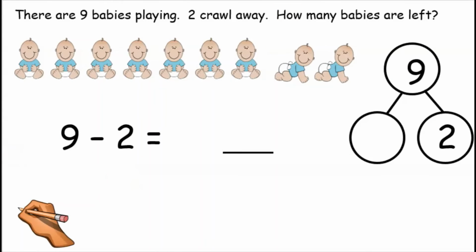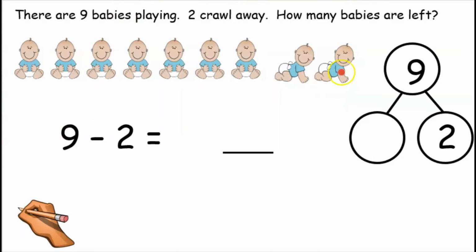Okay, back to some pictures. I'm going to tell you my story, and then you're going to complete the number sentence and the number bond. There are 9 babies playing. 2 crawl away. How many babies are left? Go ahead and match the number bond and number sentence to my story.